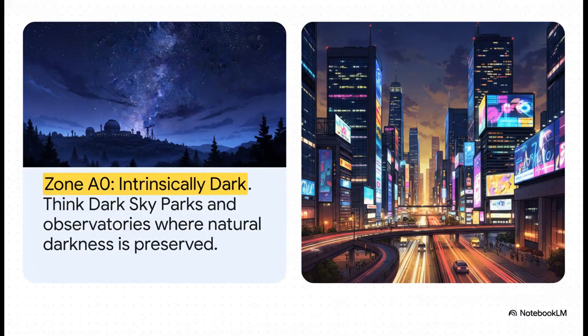And the contrast between the zones is pretty stark. In a zone A0, the number one priority is preserving natural darkness. But in a zone A4, you're working in an environment that's already flooded with light. So as you'd expect, the amount of allowable light spill in these two zones is just worlds apart. And that's exactly why getting the zone identification right from the start is so critical.